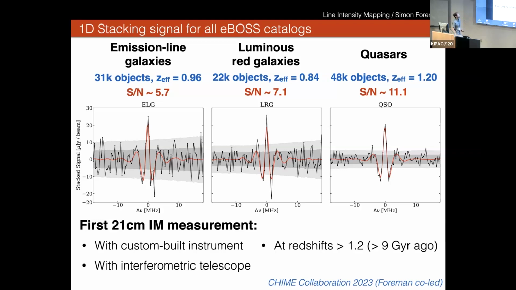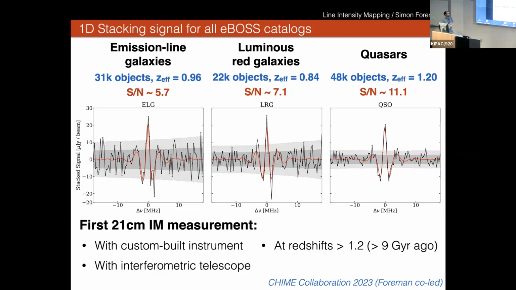So we find significant detections of the cross correlation between the 21 centimeter signal and ELGs, LRGs, and quasars from eBOSS with signal to noise roughly 6, 7, and 11, respectively. So we get significant measurements of the cross correlation with all 3 catalogs. And this represents a milestone for 21 centimeter intensity mapping in several respects. It's the first such measurement with a custom-built instrument with an interferometric telescope and at redshifts greater than 1.2.